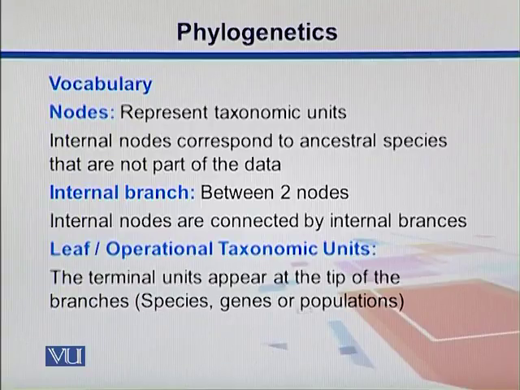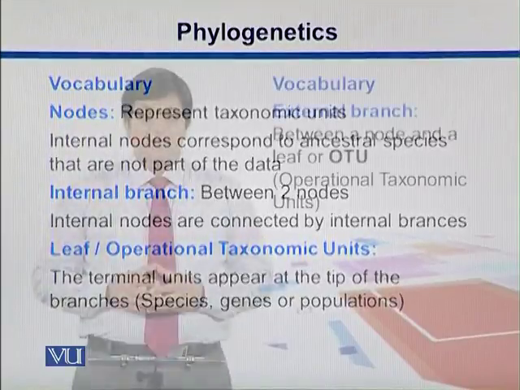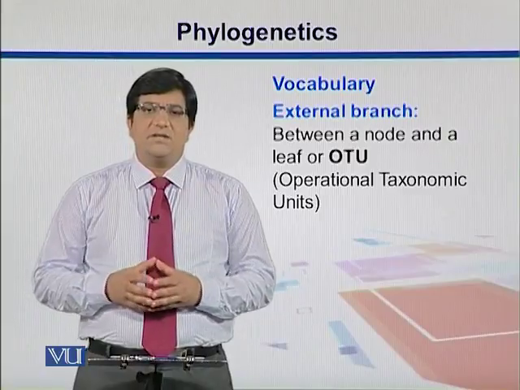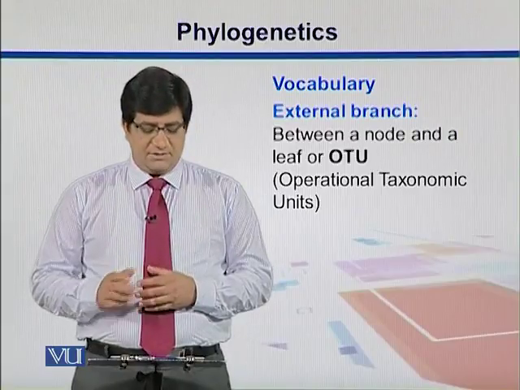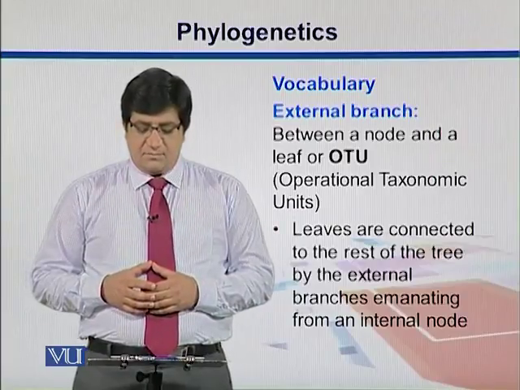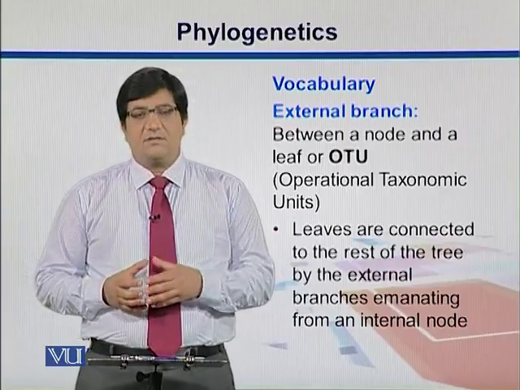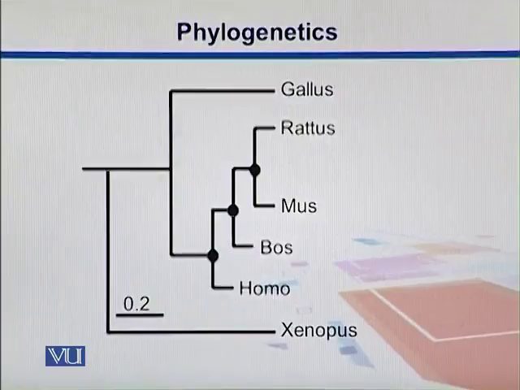For example, species A, B, C in that tree were the leaves of those trees. The terminal units that appear at the tip of the branches can be species, genes, or populations. External branches are present between the nodes and the leaves, or OTUs, operational taxonomic units. Leaves are connected to the rest of the tree by external branches, which emanate from some internal nodes. So this is how we can look into these different sections of a tree in detail.